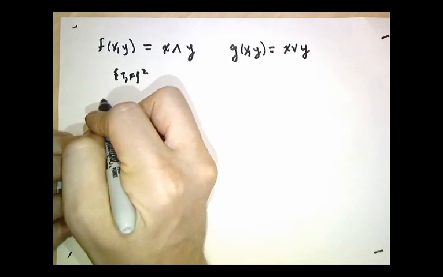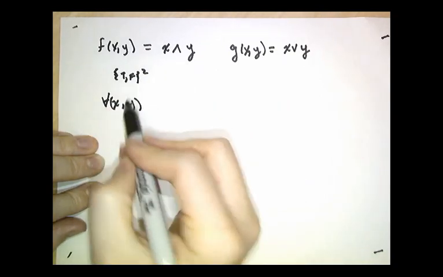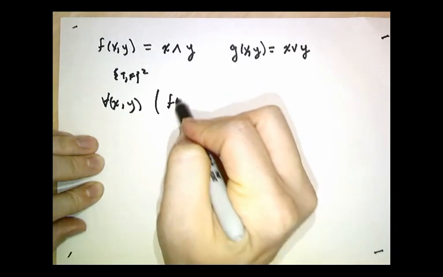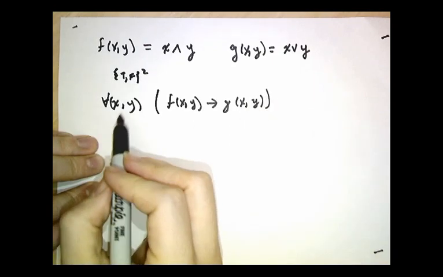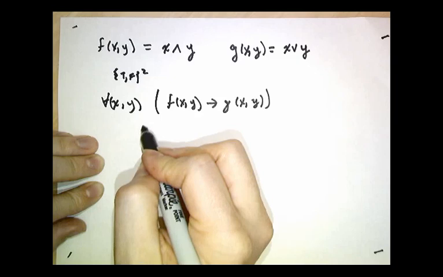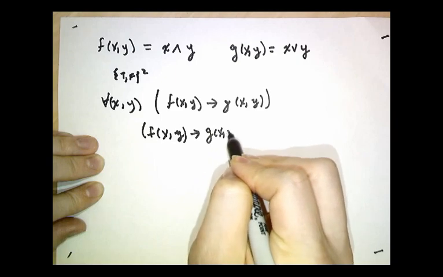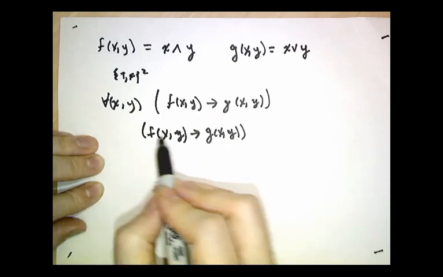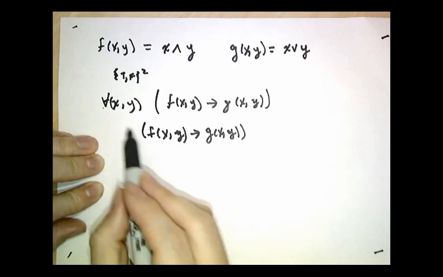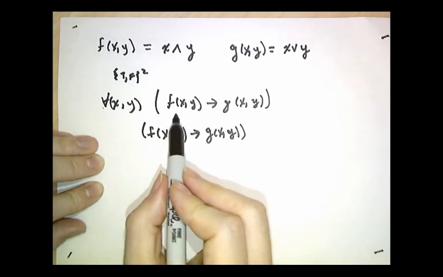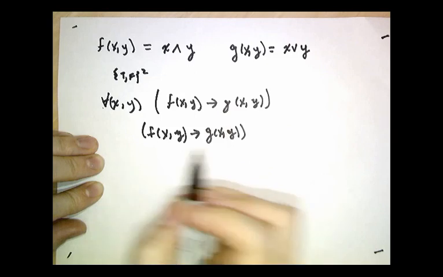And we were interested in the question: for all x, y, for all elements in the domain, is it the case that f(x, y) implies g(x, y)? Sometimes I'll just omit the "for all x, y" and simply ask, is it the case that f(x, y) implies g(x, y)? If you don't see a quantifier before an implication, it implicitly means that I'm quantifying over all values in the domain. It's just shorthand. Now in this case, is it the case that for every true-false assignment, if f(x, y) is true, then g(x, y) is true? The answer is yes.